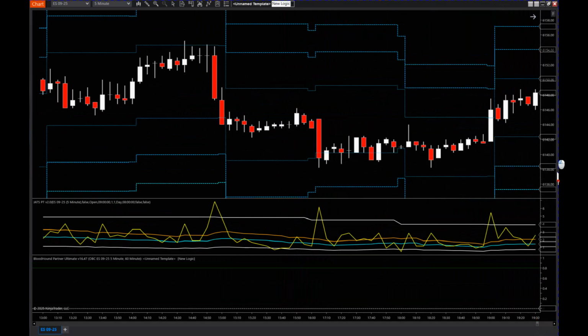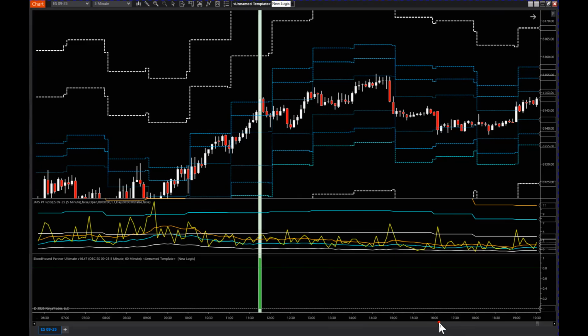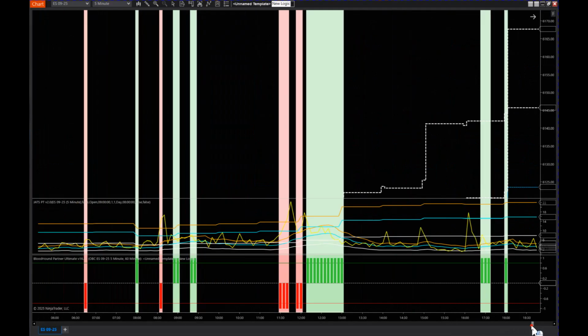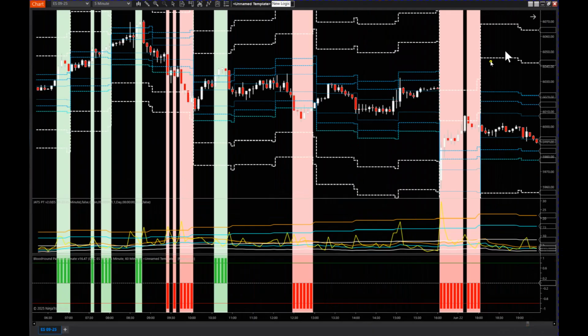But when we're inside, there's no signal. It's just flat trading. But when we do get a close outside, you get a signal, and that can lead to a 5 minute, 60 minute trading strategy. So I'm going to take this Bloodhound logic off.